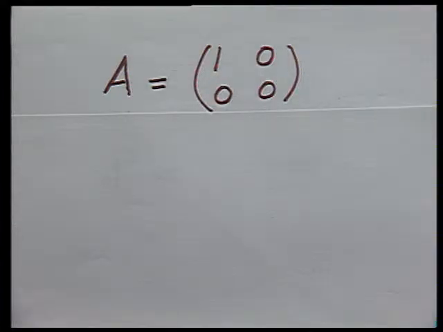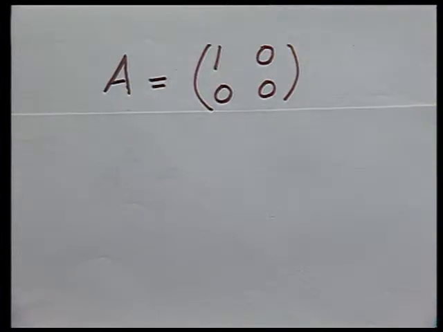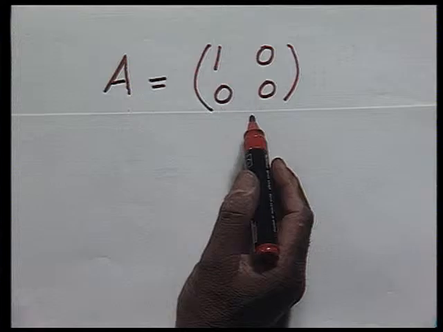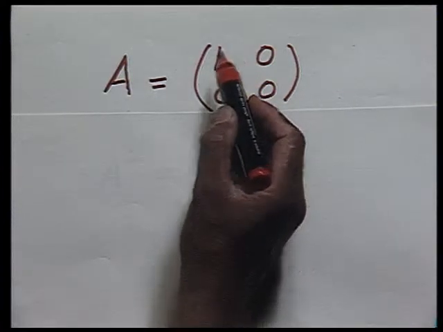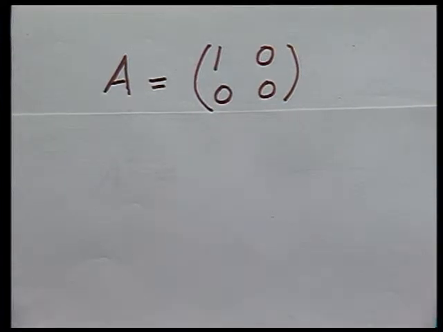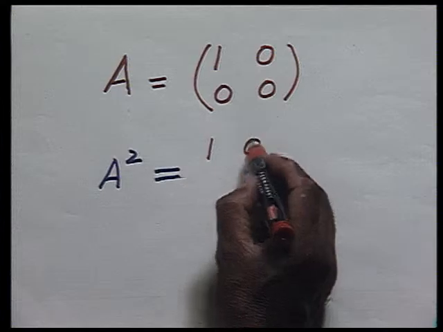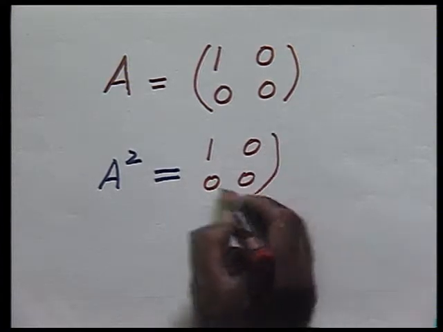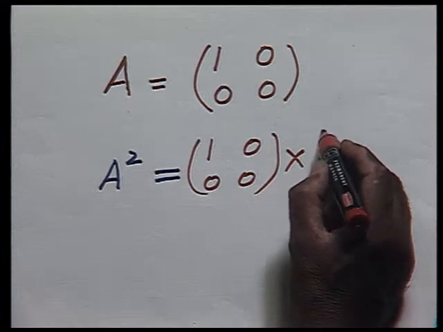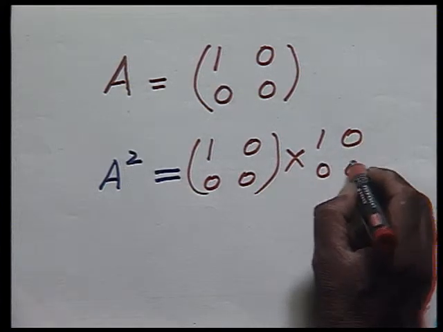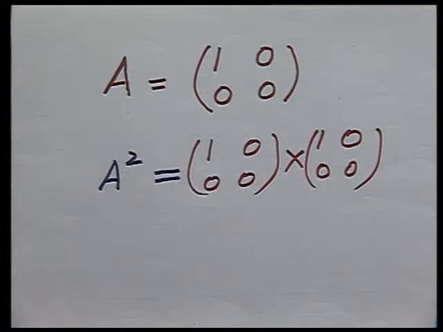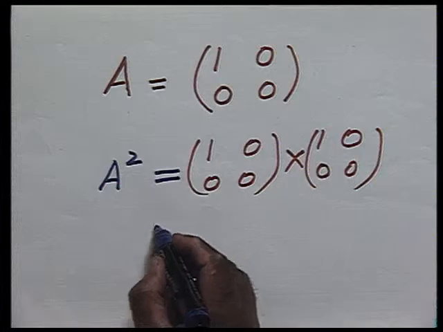Here is another situation which is an interesting one, where we talk of this matrix. Do you think this matrix is a 0 matrix? Surely no, this is not 0. So, we have got 1 0 0 0, and let us try to find out a square. A square means we have to multiply this matrix with itself. What will be the result of this multiplication?